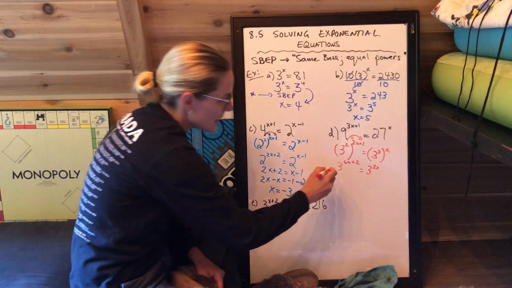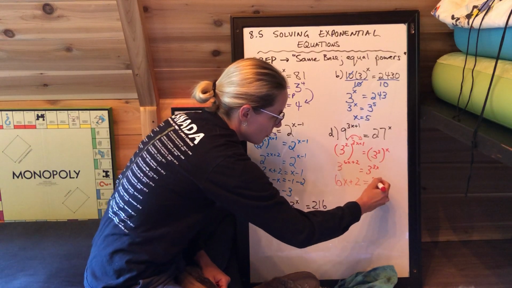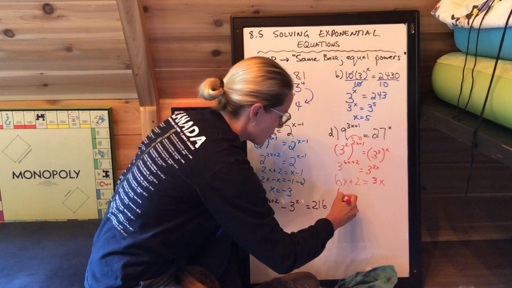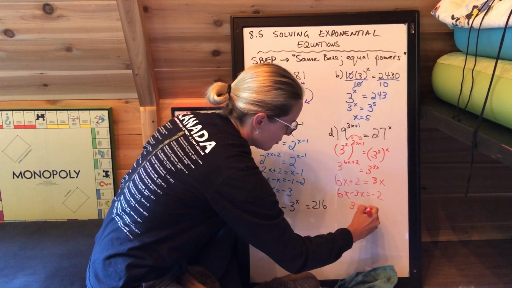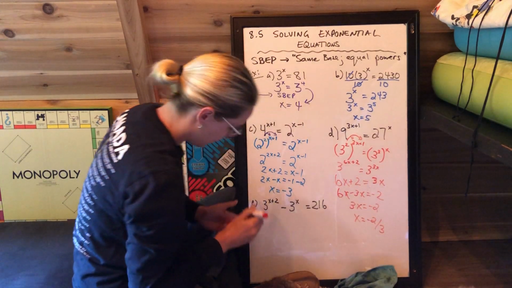Okay? Once they have the same base, you can equate the powers. 6x plus 2 equals 3x. And again, now it's just a linear equation. Bring all the x's to one side. Change signs where necessary. 3x equals negative 2. X equals negative 2/3. Okay?